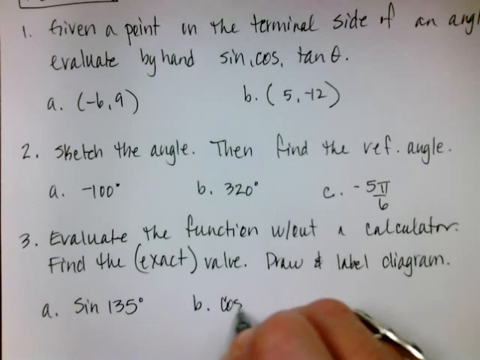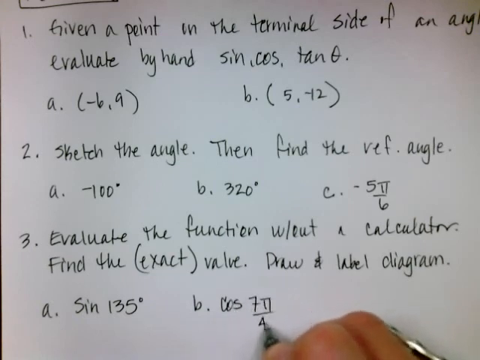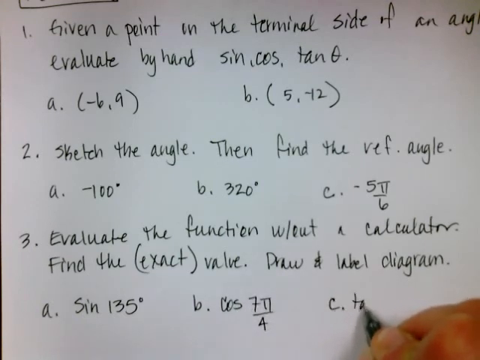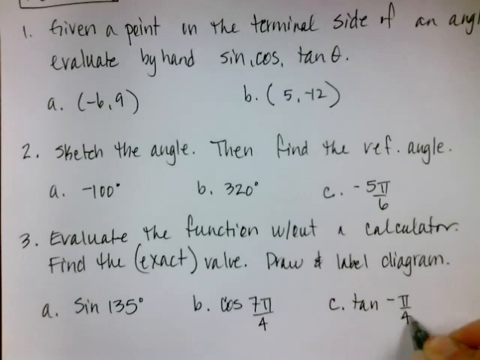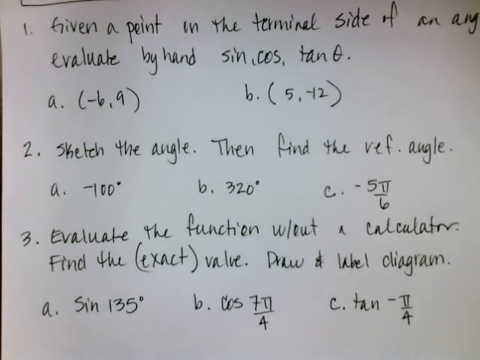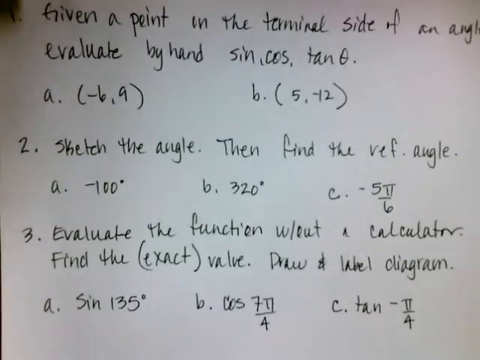B is the cosine of 7 pi over 4. And C is going to be the tangent of a negative pi over 4. Alrighty, those are your 3 problems. Good luck with those, and we'll go over them in class tomorrow.